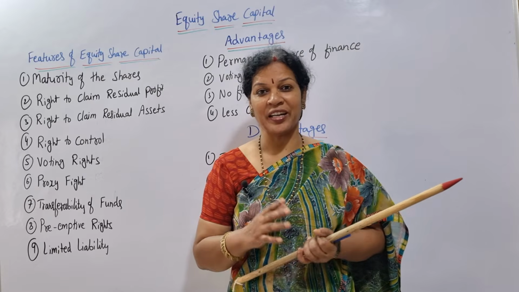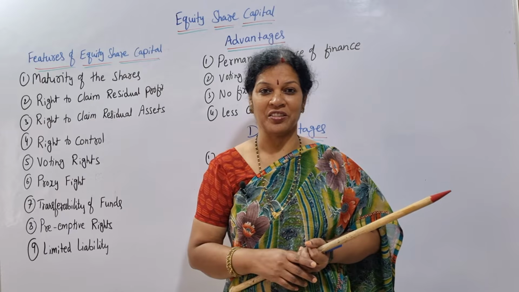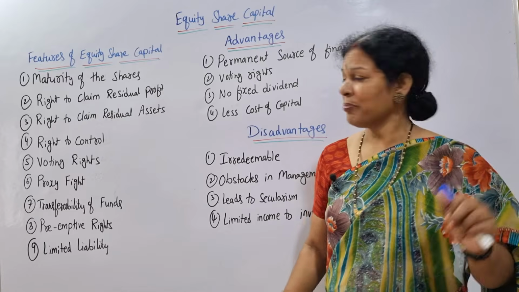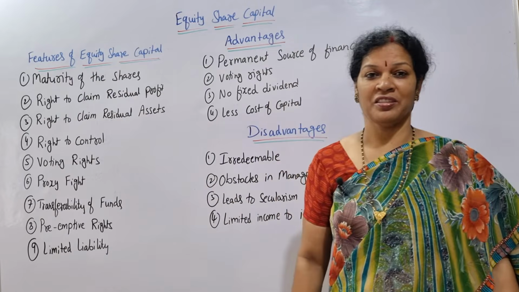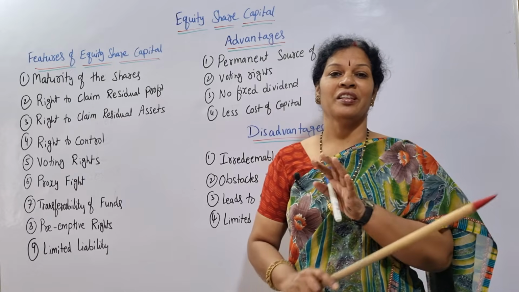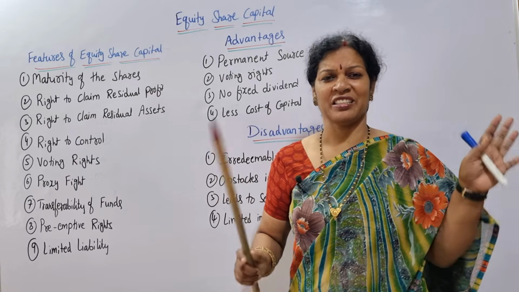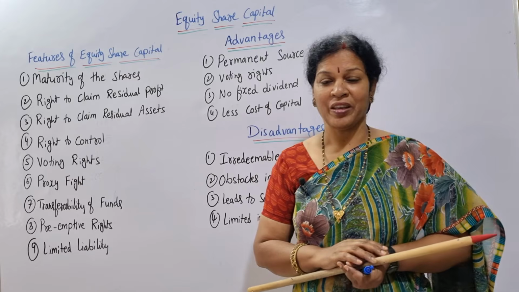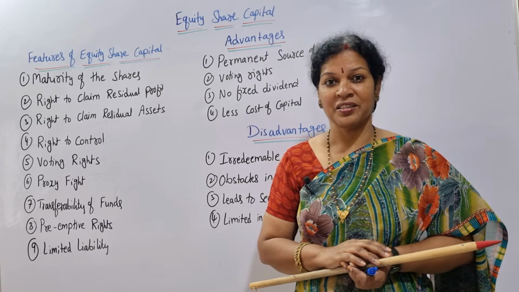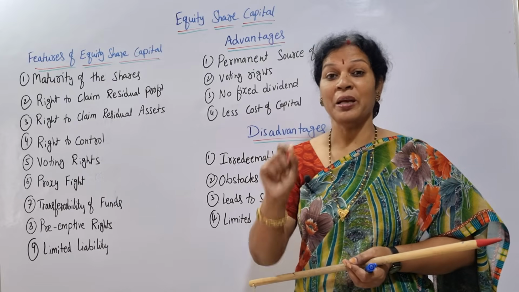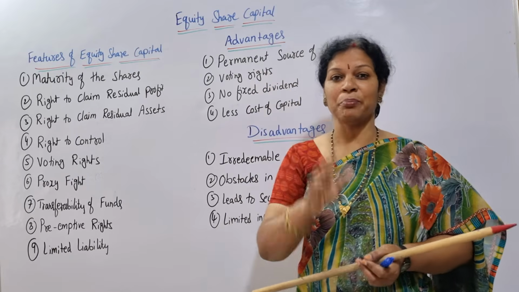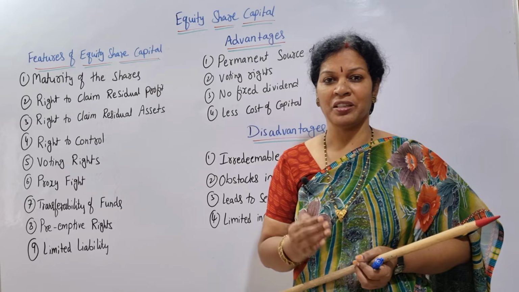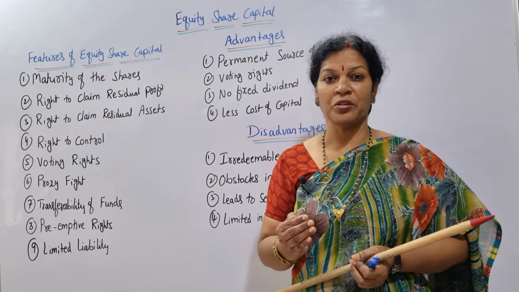Let's see the features, advantages and disadvantages of equity shares. First we'll see the features of equity share capital. First thing is the maturity of the shares. If you see the equity shares' maturity, there is no maturity at all, it is permanent. I have purchased 1 lakh equity shares. They will be in the company itself. As long as the company runs, till the existence of the company, my 1 lakh shares will be with the company only. There is no maturity. I will not get back the money. The only thing is that I will get the dividend according to the profits.